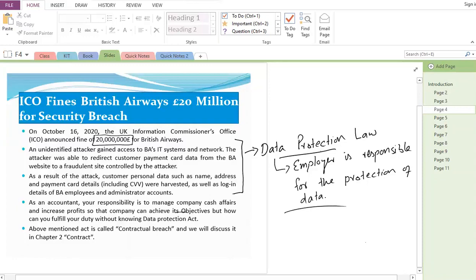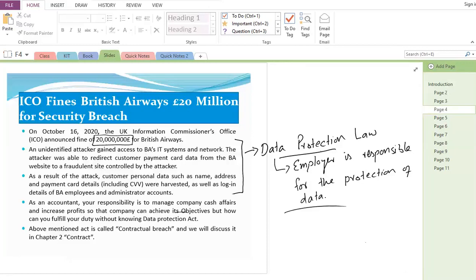So if the accountant had knowledge of the Data Protection Act, and if he had taken reasonable measures to reduce the impact of that breach, the company would have higher profits than in this scenario. So this has caused the loss in the profit of the company.